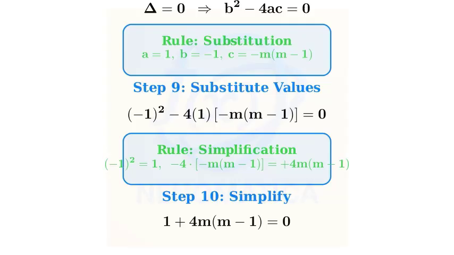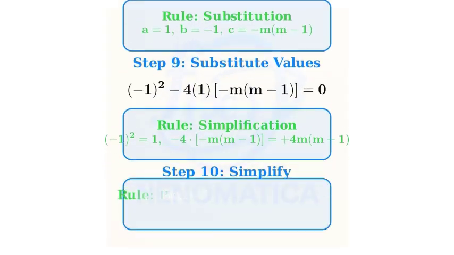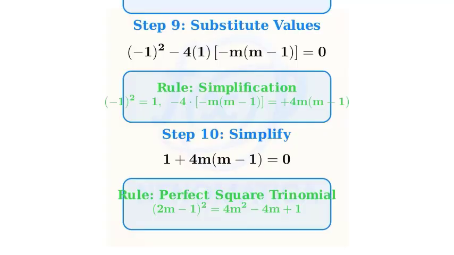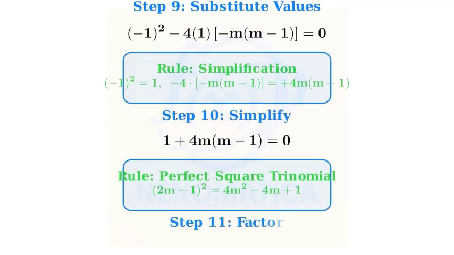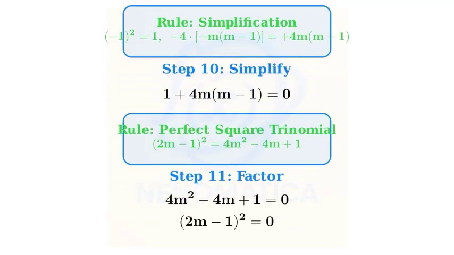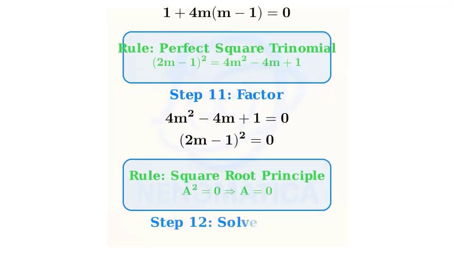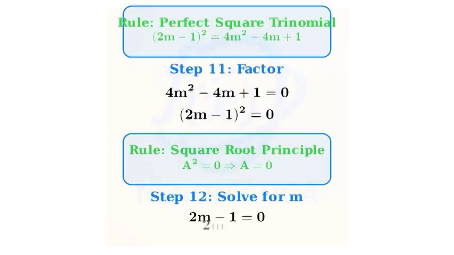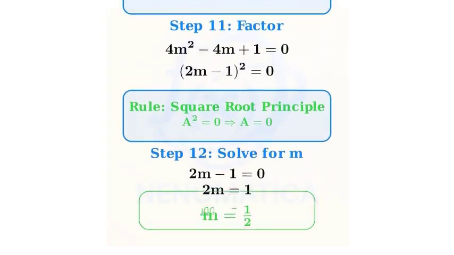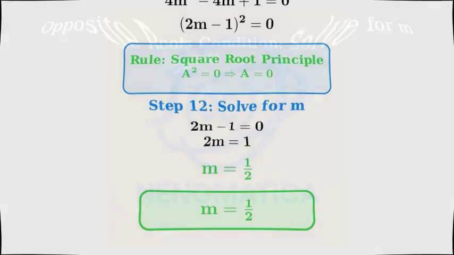Step 11. Recognize a perfect square. Rearranging gives 4m squared minus 4m plus 1 equals 0, which is (2m minus 1) quantity squared. So we have (2m minus 1) squared equals 0. Step 12. Apply the square root principle to solve for m. If a squared equals 0, then a equals 0. Setting 2m minus 1 equal to 0 gives m equals 1/2. Our final answer is m equals 1/2.